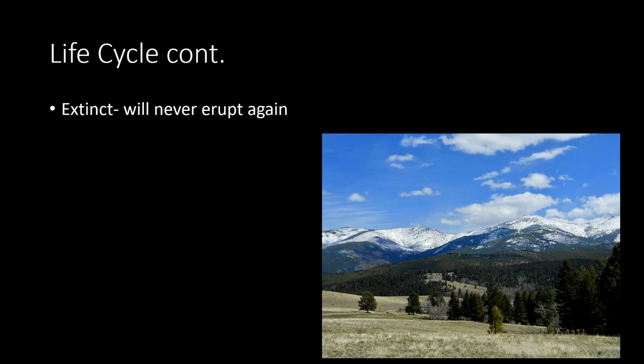So the last stage in the life cycle of a volcano is when a volcano goes extinct, meaning that it will never erupt again because whatever the source of magma was for that particular volcano is gone. So it can't erupt without a magma source. So the example of this would be Casey Peak in the Elkhorn Mountains, again to the south of Helena. Those are all mountains formed by volcanism, and so there are some extinct volcanoes there.